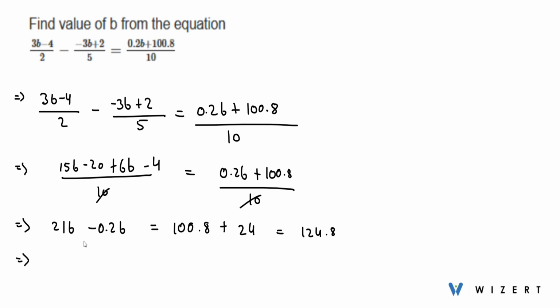and 21b minus 0.2b will be equals 20.8b, which is equals 124.8. Divide both sides of the equality by 20.8, so b will be equals 124.8 divided by 20.8, which is equals 6. Therefore b equals 6 will be the required final answer.